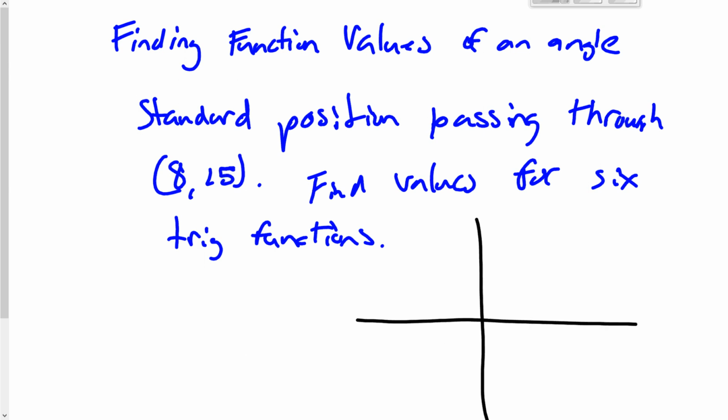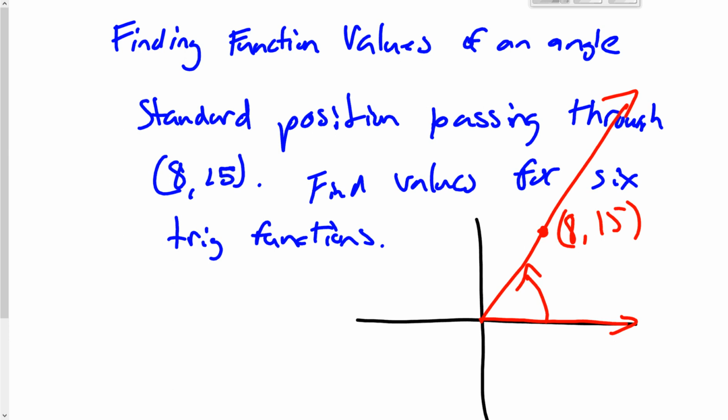So we have standard position, and it goes to the point. Here's our initial side, and our terminal side is going to go through this point (8, 15). So say here's this point (8, 15), and our terminal side is going to go through that point. We have some angle, and we want to find sine of this angle. You can label this anything. I'm going to label it theta.